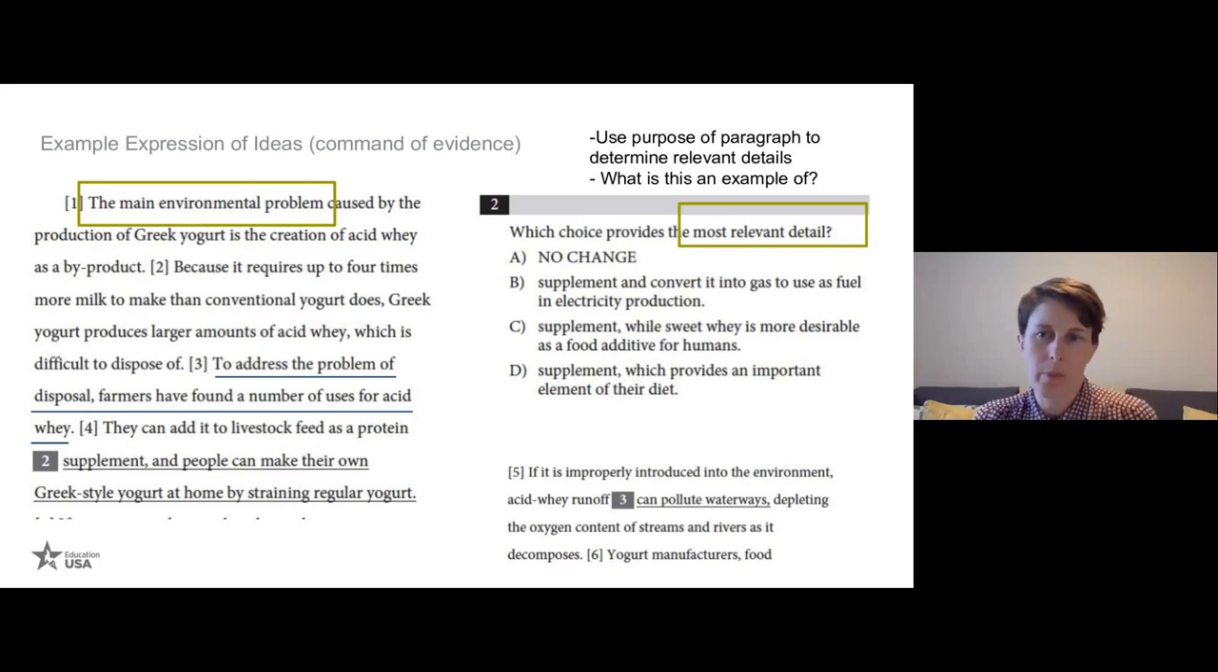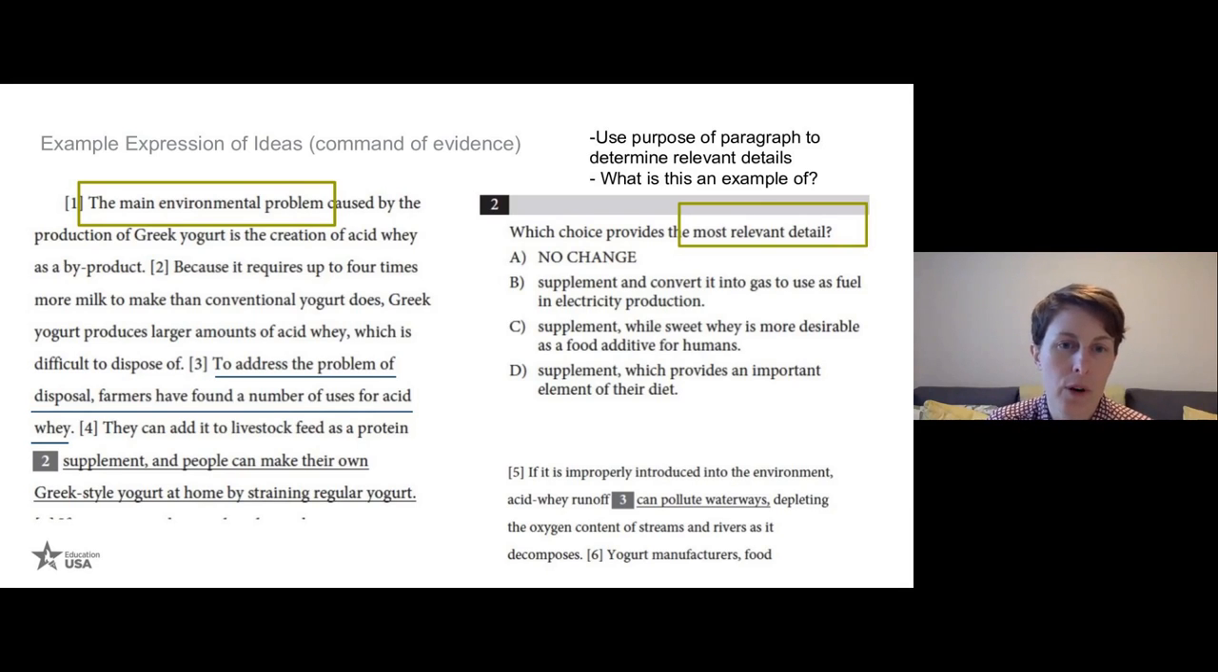Okay, so far I'm seeing the most answers are for B or D. And I think the most important thing here is to look at the sentence before, where it says, "to address the problem of disposal, farmers have found a number of uses for acid whey." So it's making a statement that farmers have found ways to use acid whey, a number of ways, such as these examples. So what should follow is a number of examples of farmers using acid whey.